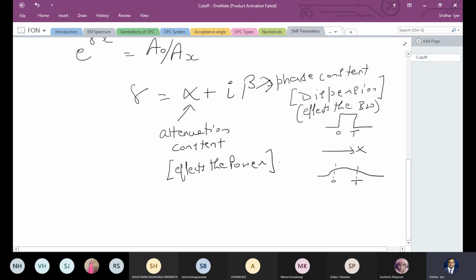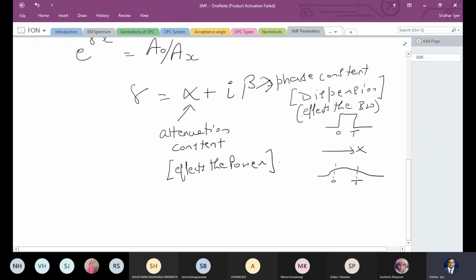All communication systems, be it optical, wireless or satellite, are based on two basic factors: one is power, the other is bandwidth. You want to reduce the power so that the cost will reduce, and you want to increase the bandwidth so that your customers are going to be happy.